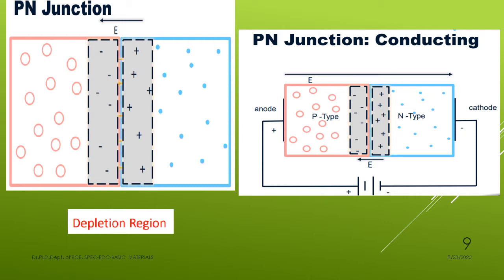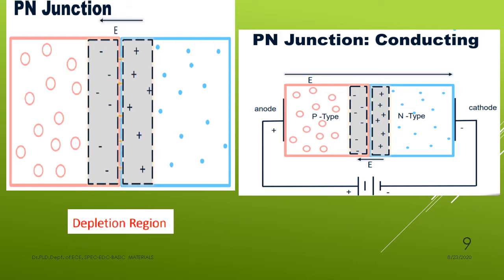That particular region we'll call the depletion region, which is free from charge carriers. It consists of positive and negative ions. Positive ions are in the N-type and negative ions are in the P-type semiconductor. Whenever these two touch together, this is the formation of a depletion region. This is the PN junction and its conducting phenomena.